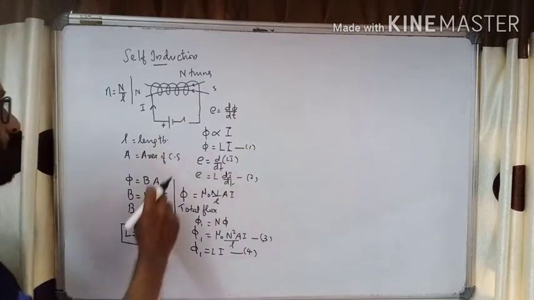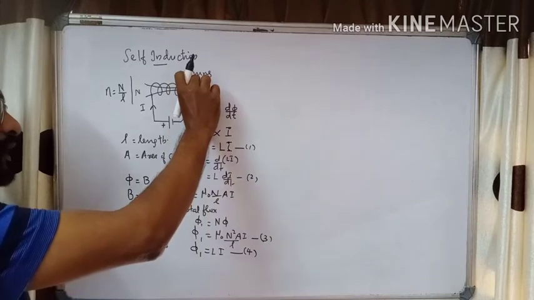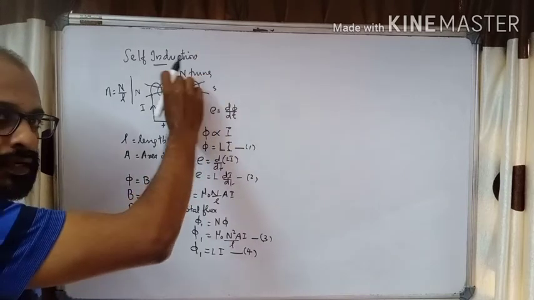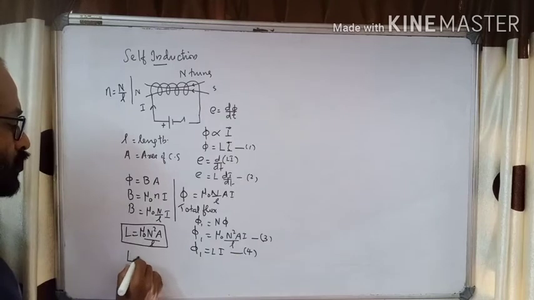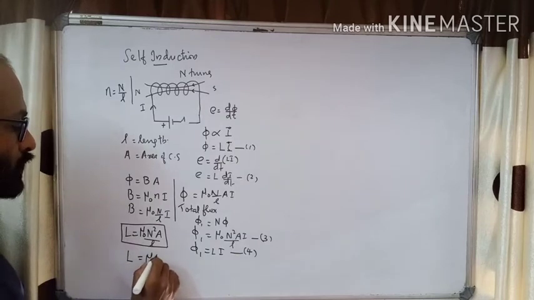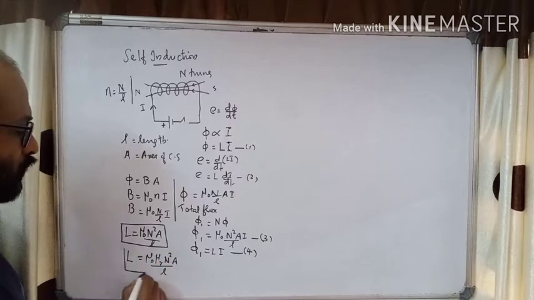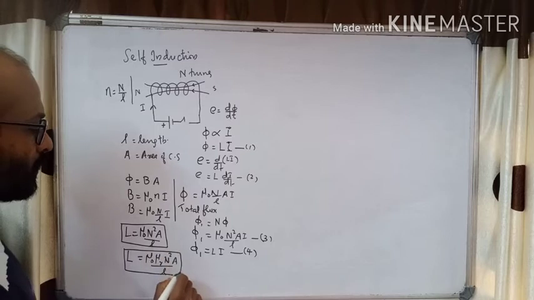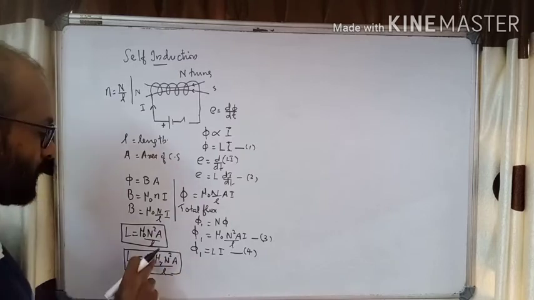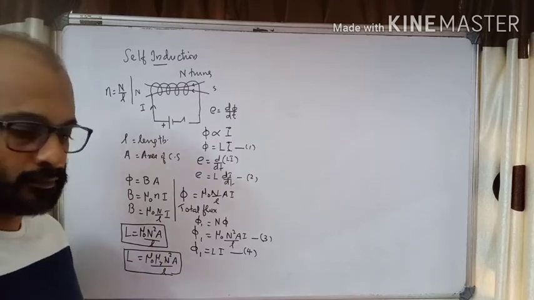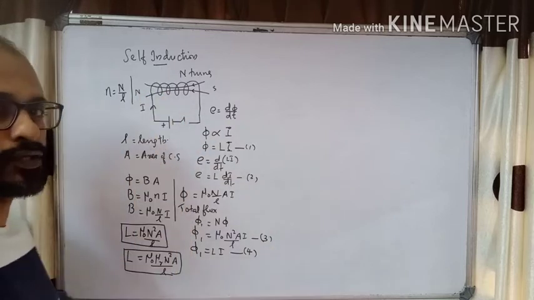Now if we insert an iron core, or any core, inside, we have to modify the equation as mu 0 into mu r. What is mu r? Mu r is called the relative permeability of the iron core or the core. If we insert an iron core inside, the iron core has a relative permeability, which we also need to multiply. So that's about self-induction.